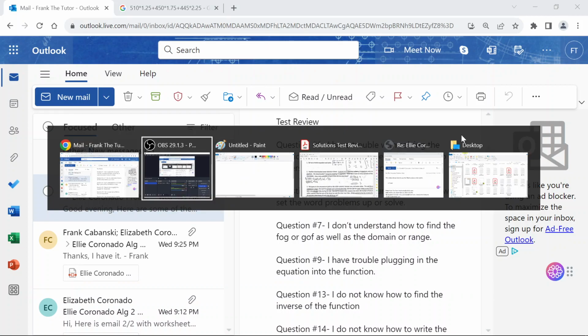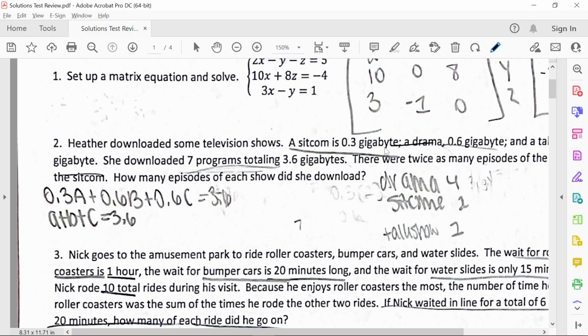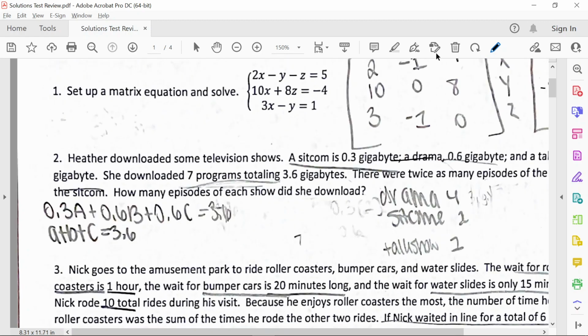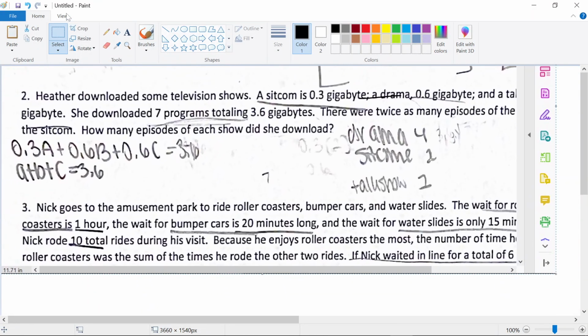All right, let's see what the next one is. Question 2, 3, 4. I do not understand how to set up the word problems or solve. All right, here's number 2. Now, word problems generally end up having a value equation and a number equation. And then we'll see how to solve them after we set up the equation.